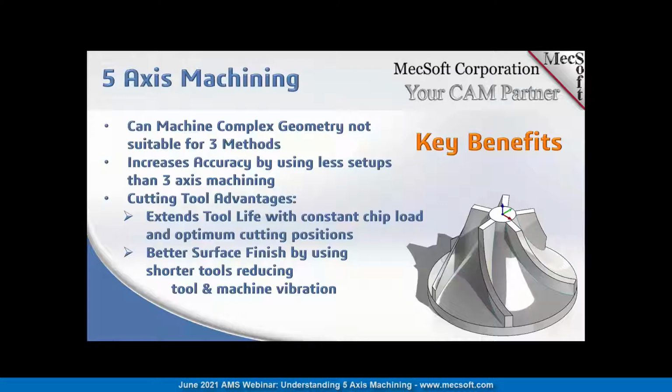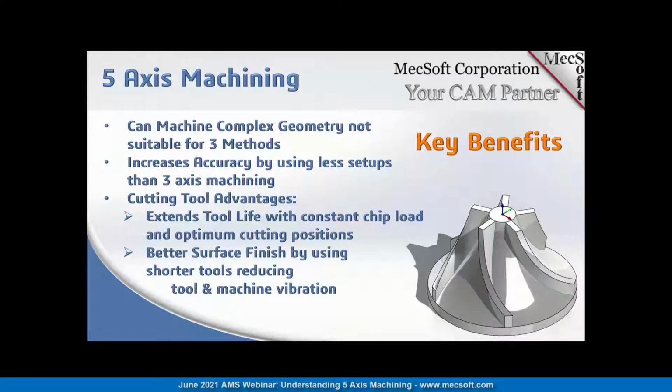Now, what are the benefits of 5-axis? Why should you get a 5-axis configuration from MecSoft CAM? Well, the primary reason is that you can machine complex geometry that you may not be able to machine on your 3-axis machine. If you have areas of the part that you can only get to from a 5-axis orientation, then obviously you're going to want a 5-axis machine because you won't be able to cut those on a 3-axis machine. Also, using a 5-axis machine, you can increase the accuracy of your machining only because there's fewer setups. You don't have to move the part around.